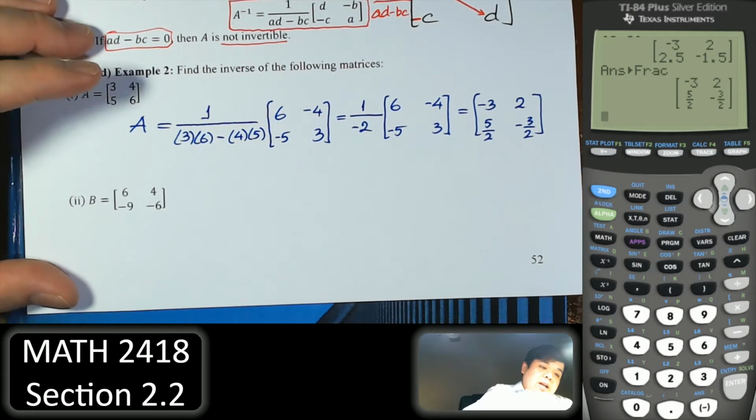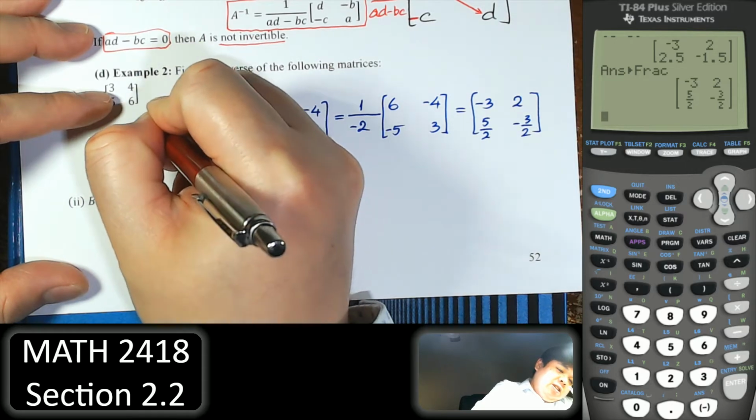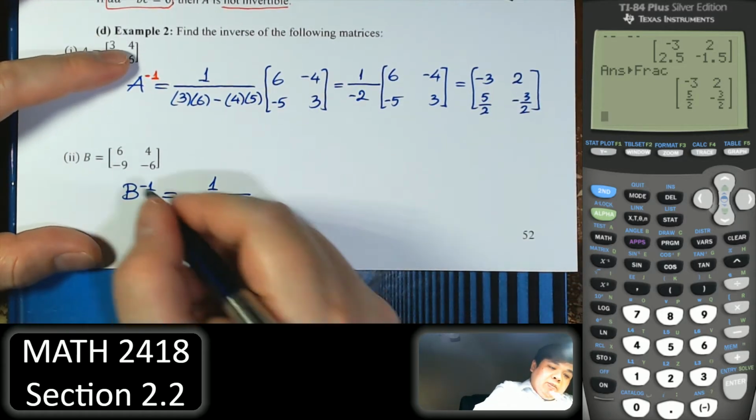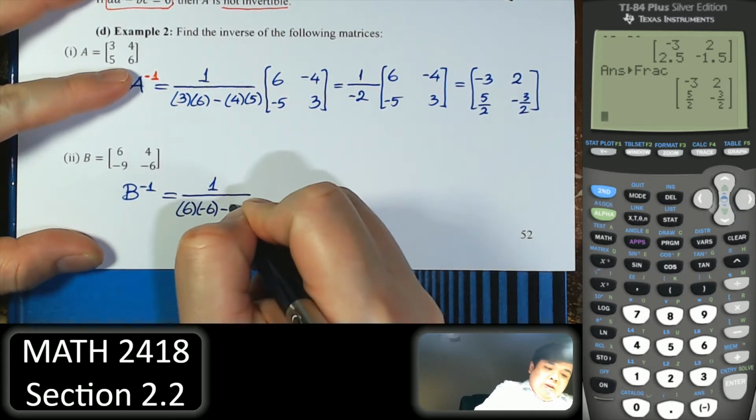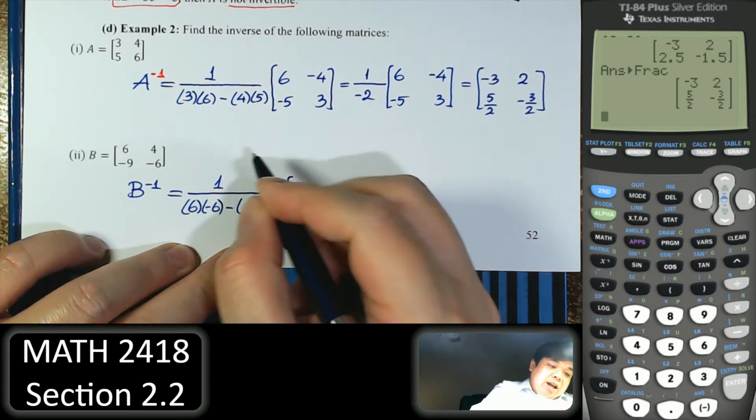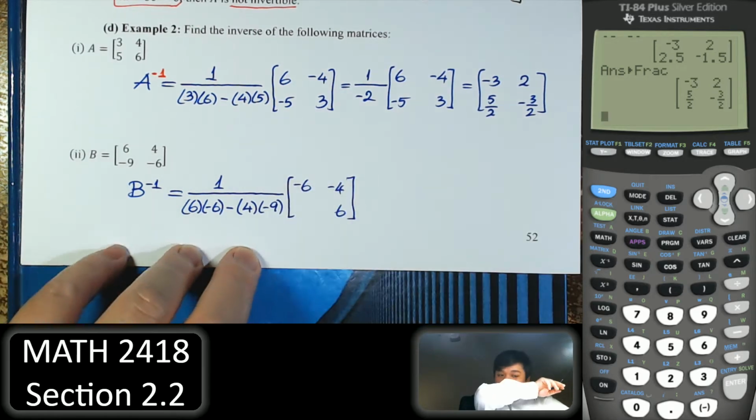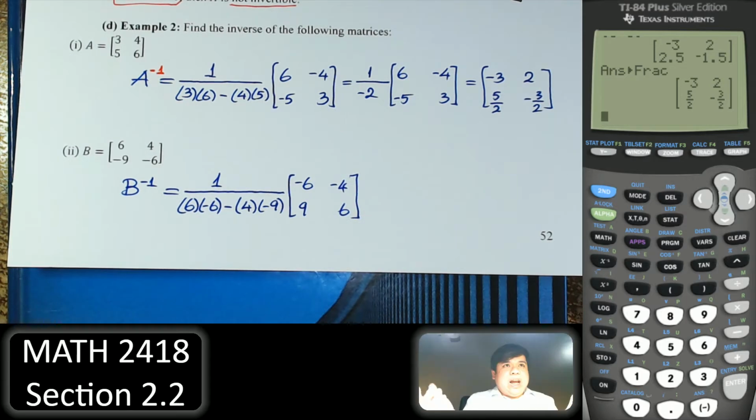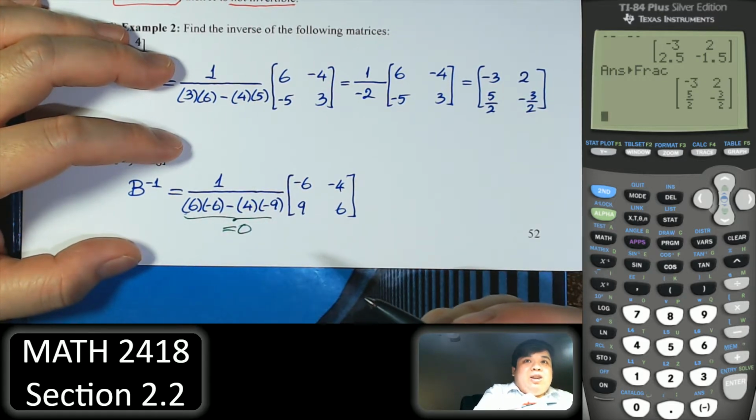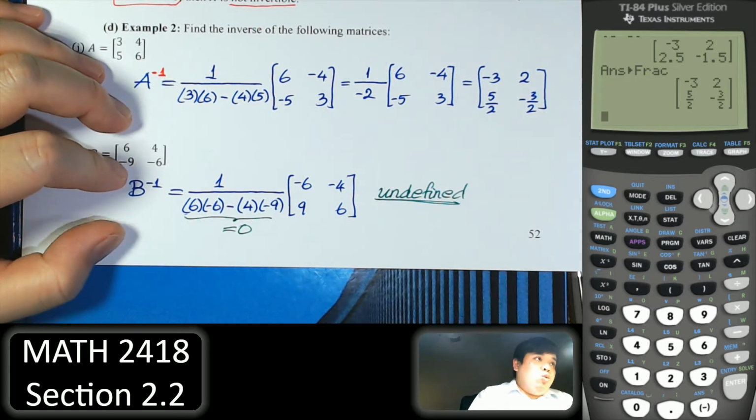Now, look at this. Let's say B is that matrix. Don't forget, this is where we find the inverse. Next, B inverse: 1 over 6 times negative 6 minus 4 times negative 9. Then swap places of these two and change the sign of the other two. Of course, we can do that. However, the problem here is 6 times negative 6 is negative 36, plus 36. This is equal to 0. Of course, we cannot divide by 0, so when we do that, it is undefined. Of course, we can check also.